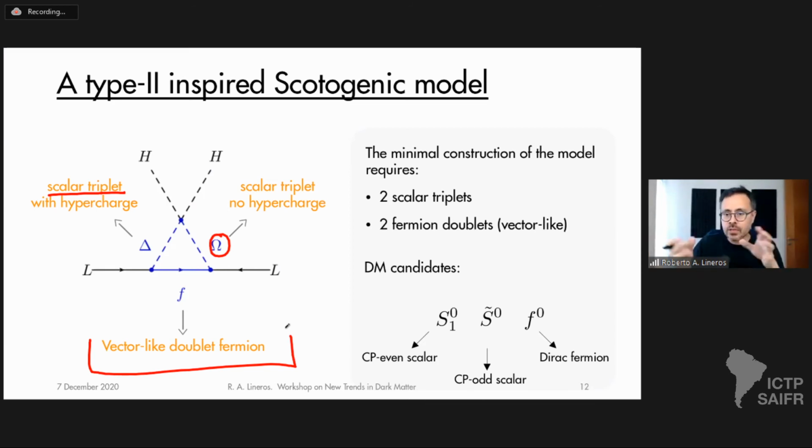And also you have to add vector-like doublet fermions in order to construct a non-zero neutrino operator. So with all this minimal extra field content included in the standard model, you potentially have 3 dark matter candidates: one CP-even scalar, a CP-odd scalar coming from the mixing between the two scalar triplets, and one Dirac fermion coming from the vector-like doublet fermion in the model. What is nice is that we still resemble what is observed in the normal Scotogenic, but in this case we just include this triplet.